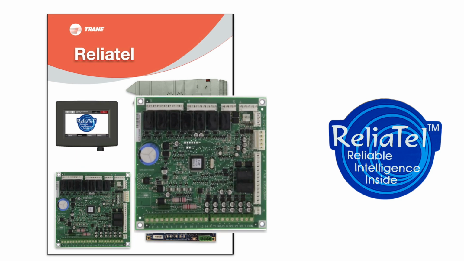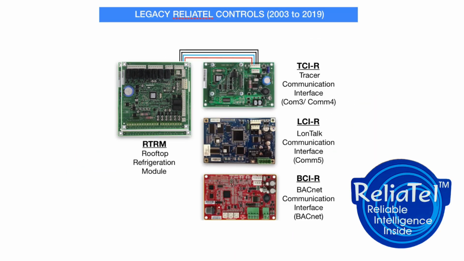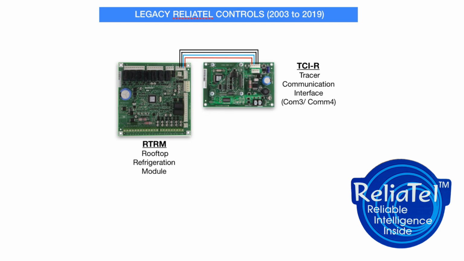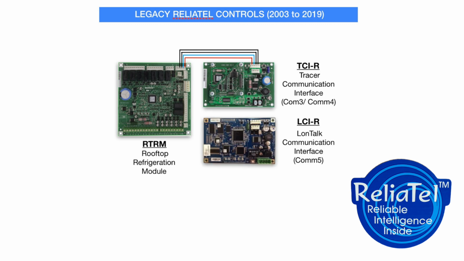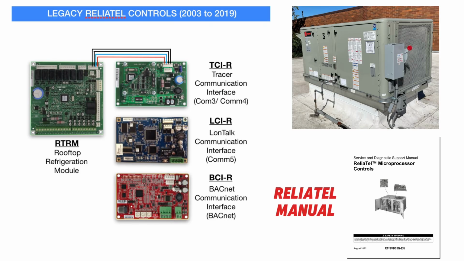ReliaTel kept the same style of board-to-board intermodule communication that the Voyager units had pioneered, but it also expanded with three different communication interface boards. The first was the TCI-R, or Tracer Communication Interface, for COM3 and COM4 integration. The second was the LCI-R, or LonTalk Communication Interface, which opened the door to COM5 LonTalk integration. And then in later years, the BCI-R, or BACnet Communication Interface, gave ReliaTel units the ability to speak BACnet MSTP.